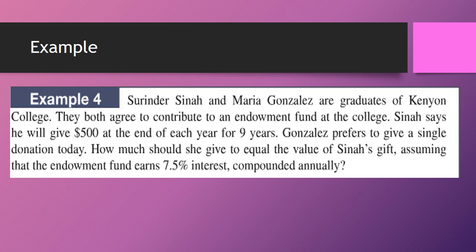This one's a little different. We have Surinder Sina and Maria Gonzalez. They're graduate students and they want to contribute to an endowment fund at the college. Sina says he will give $500 at the end of each year for 9 years. Gonzalez prefers to give a single donation today. What should she give to equal the value of Sina's gift, assuming the endowment fund earns 7.5% interest compounded annually? Pause the recording, think about it, see if you can do the problem, and then resume the recording to check your answer.